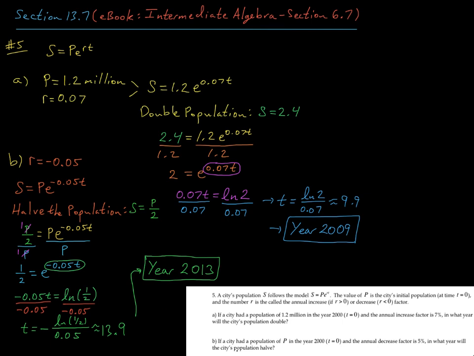Okay, and what's interesting about this result is that it's totally independent of what your starting population is. So if your starting population was 1.2 million and your population is decreasing with this decrease factor of 5%, then your population is going to halve in the year 2013. But let's say your city had a population of 100,000. Well, it's still going to take that same amount of time for your population to halve. All right, cool. Well, that'll do it for this problem. Thanks.